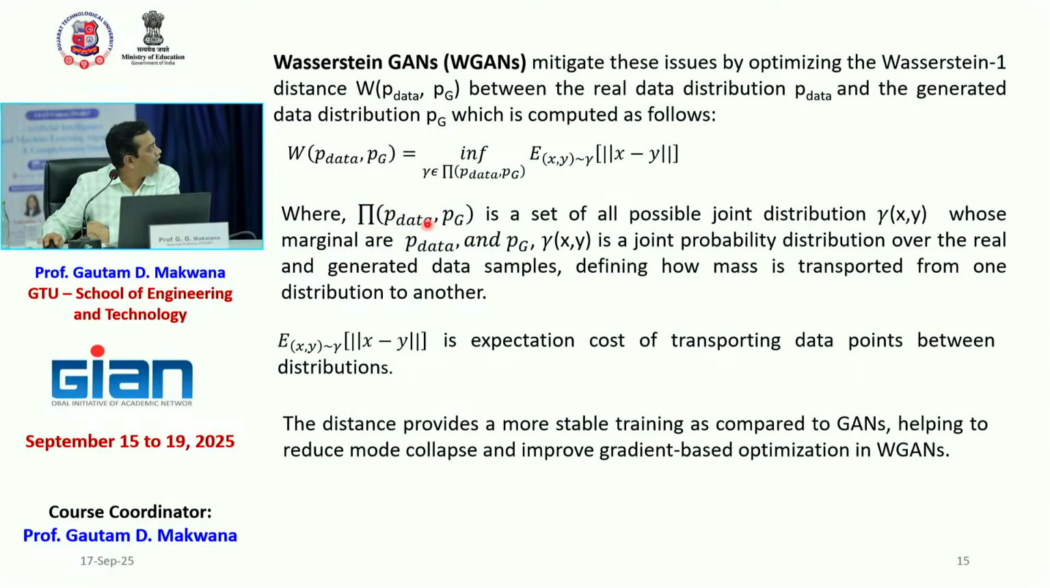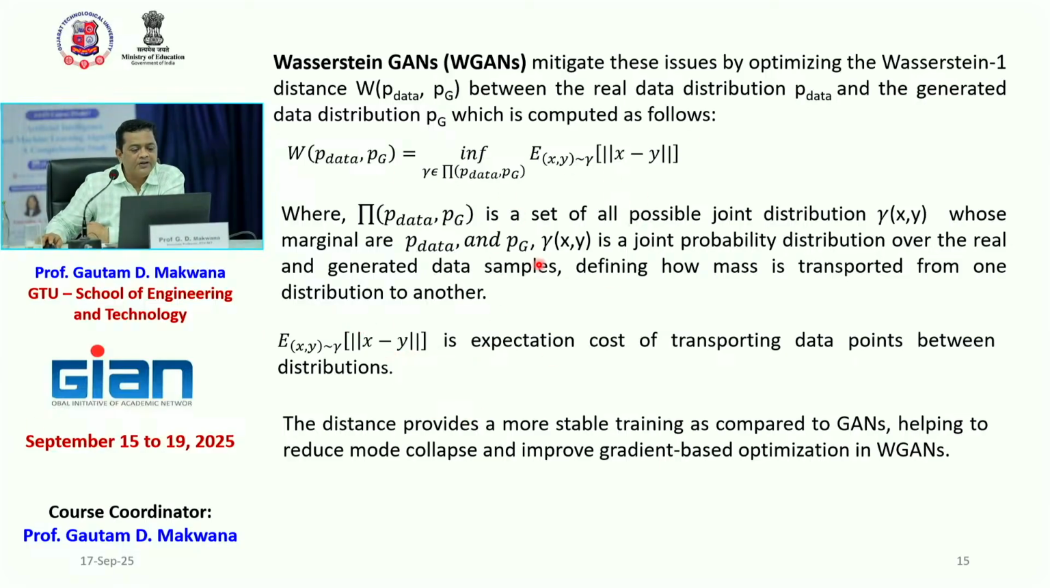This is the set of all joint distributions gamma of x comma y whose marginals are given by P data and PG, and gamma of x comma y is a joint probability distribution over the real and generated data samples, defining how mass is transformed from one distribution to the other.